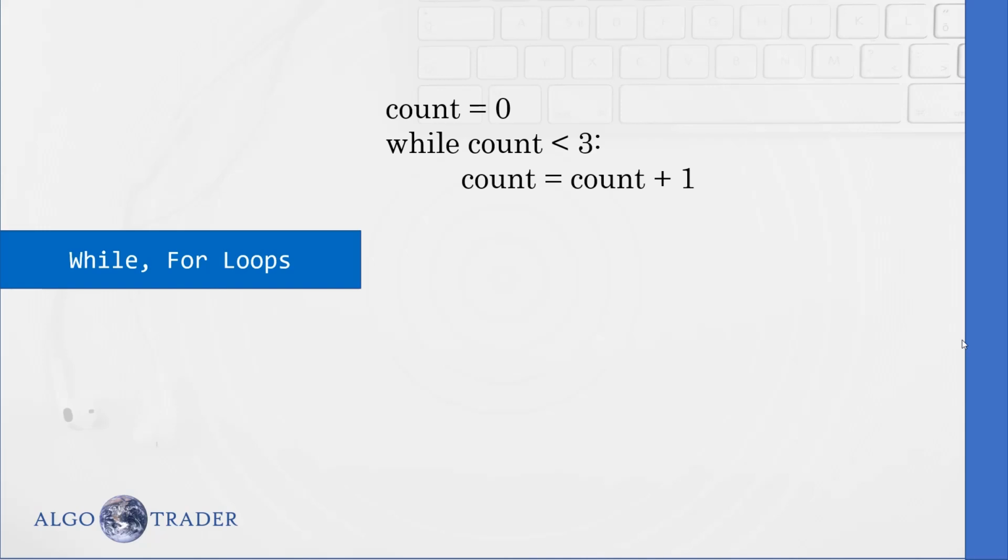In any programming language, we have while and for loops. To achieve that in Python, we'll see how to use while and for. For example, here you have some count variable initialized to 0. I have a while statement with some condition: count less than 3. Inside the while loop, keep incrementing the value: count equals count plus 1.